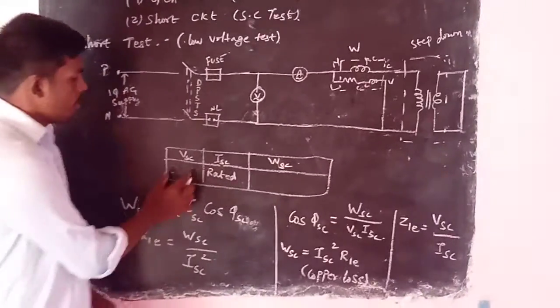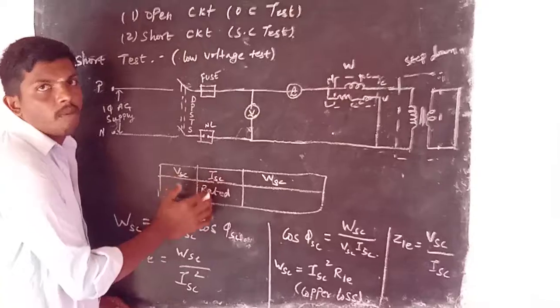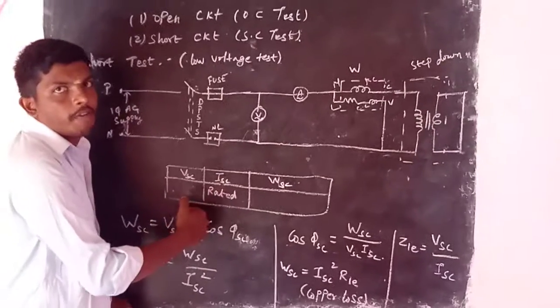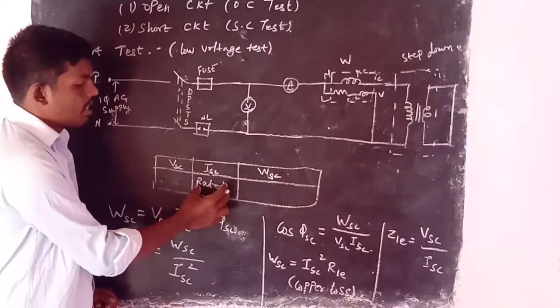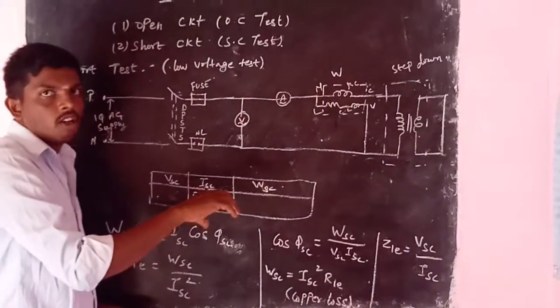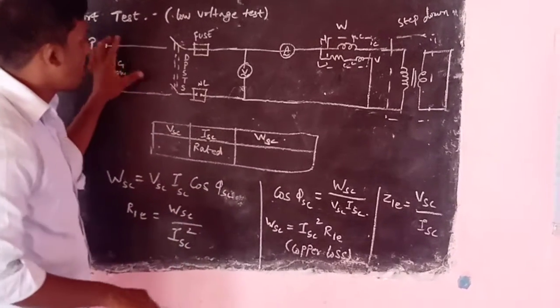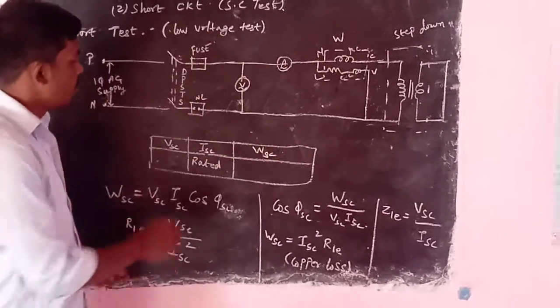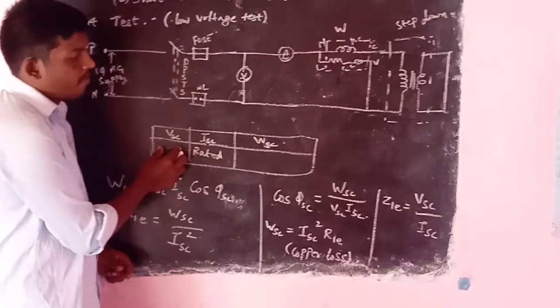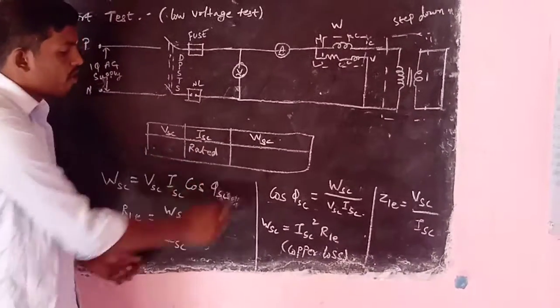The voltage is not fixed here. ISC is the rated current, and the rated current is fixed. At that time, you adjust the autotransformer and set a low voltage. This low voltage is noted, and at that time the power is found out.